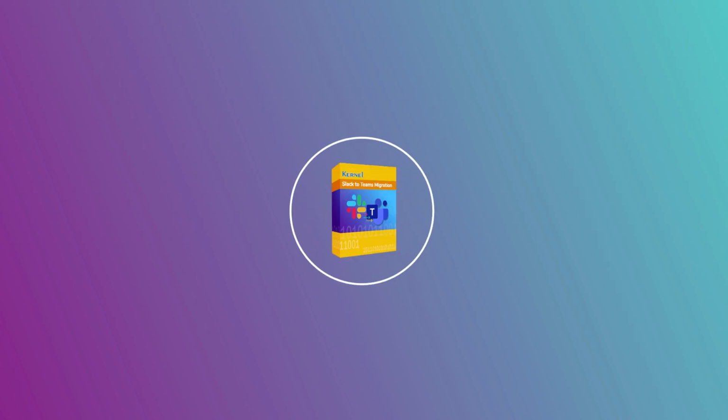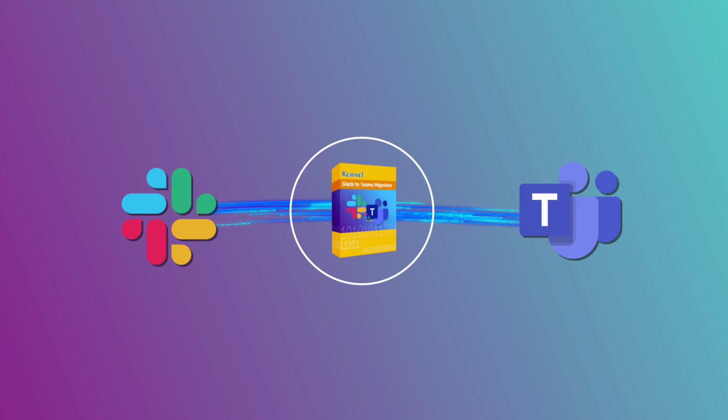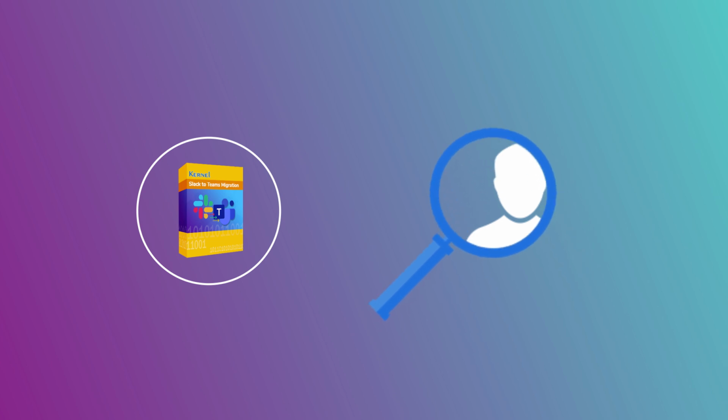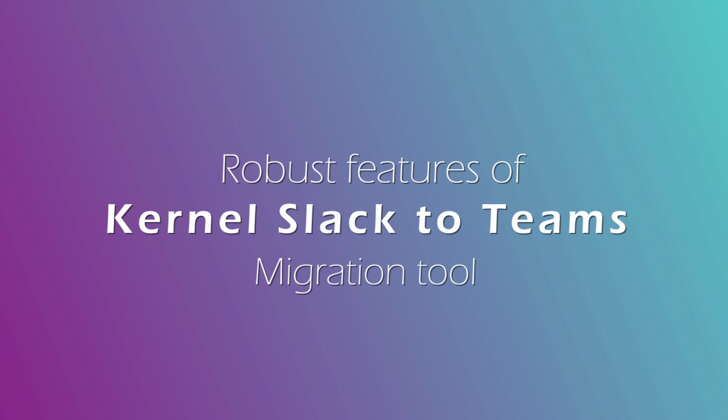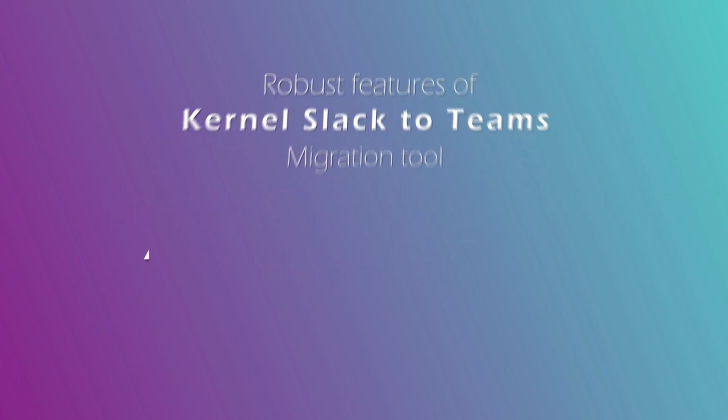The Kernel Slack to Teams migration is a professional software that allows you to migrate Slack data, including direct messages and channels, to Teams chat or Teams channels. It provides an advanced search option to find specific users in source and destination. Robust features of the Kernel Slack to Teams migration tool.